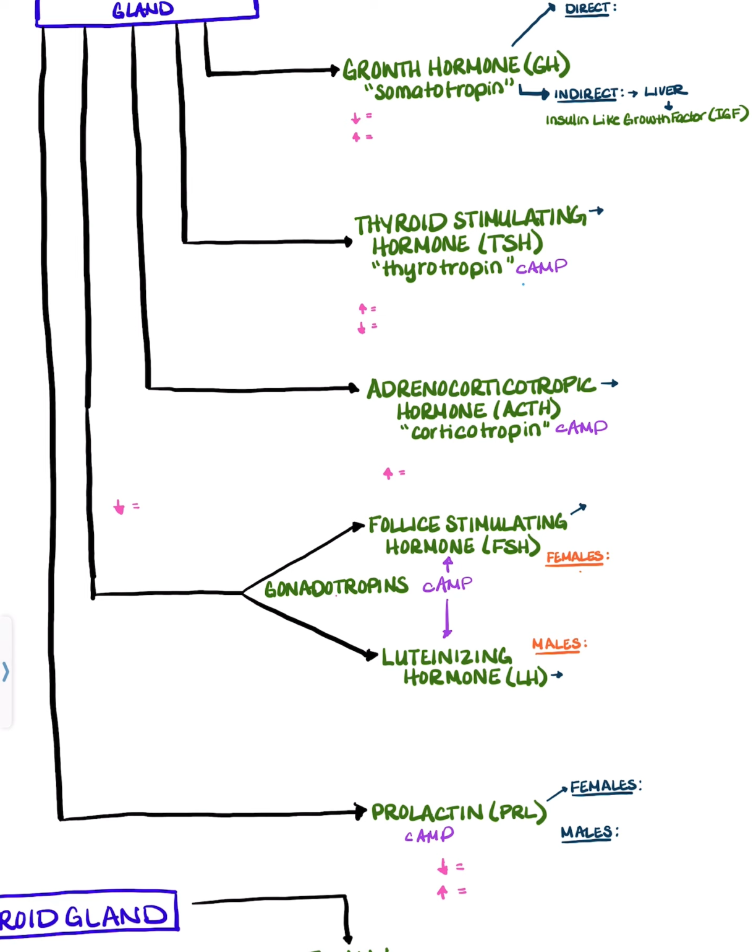And one of which would be our thyroid stimulating hormone. So, for example, TSH is going to go to the thyroid gland to stimulate the release of another hormone, one of two. And so on with our ACTH as well as our gonadotropins, and tropins actually in their name.